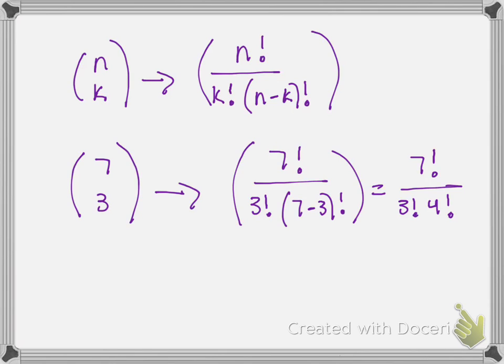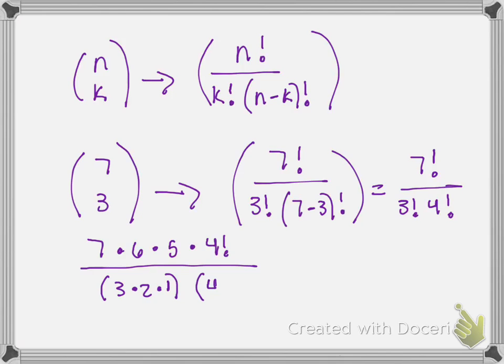And the key for simplifying this is finding terms that cancel out. So you can do 7 times 6 times 5 times 4 factorial. Make sure you keep the factorial in there. And then you can do 3 times 2 times 1 to simplify the 3 factorial times 4 factorial. And then you see that the 4 factorials cancel out. And this becomes 6, so this cancels out with the 6 on top. And you're left with the 7 and the 5, which becomes 35. So the answer to the Pascal number of 7, 3 would be 35.